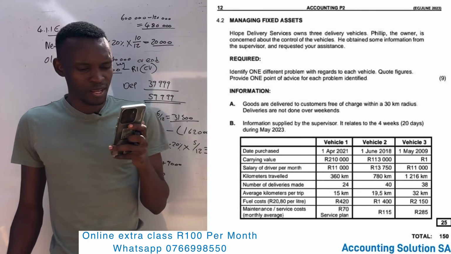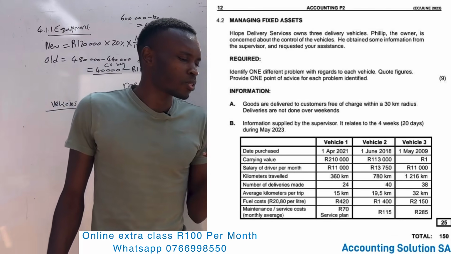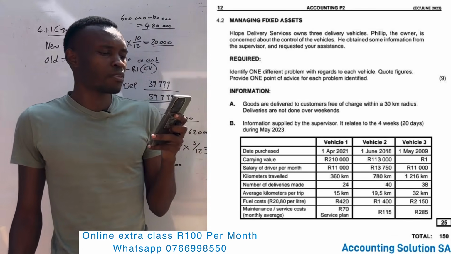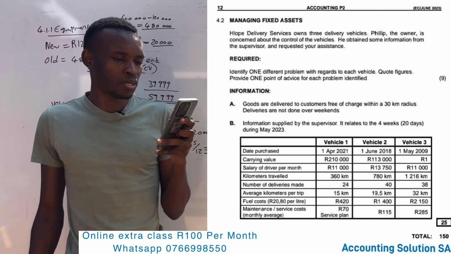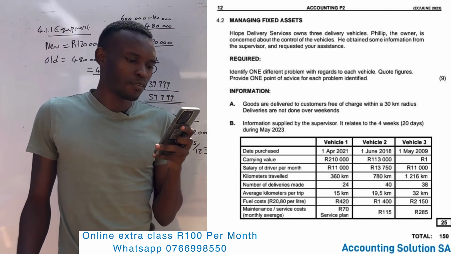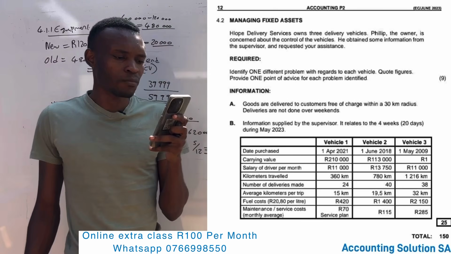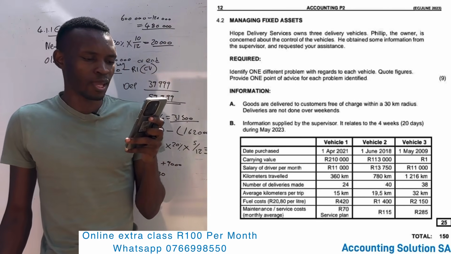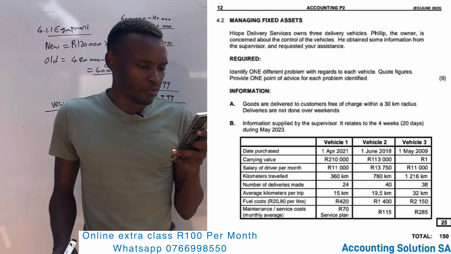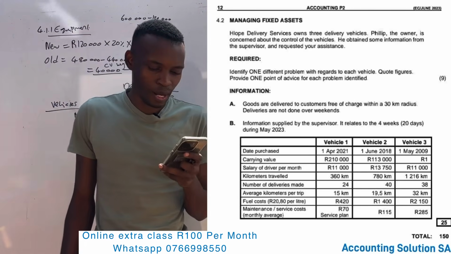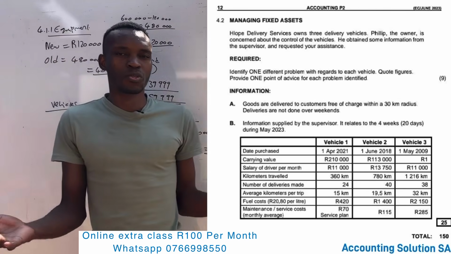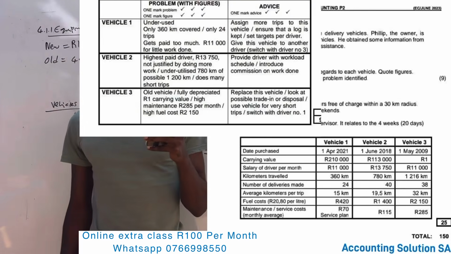Then Philip, the owner, is concerned about the control of the vehicles. He obtained some information from the supervisor and requested your assistance. Identify one different problem with regard to each vehicle and quote figures provided, with 1 point of advice for each identified problem. Okay, so I'm just going to show you the solution for this one.